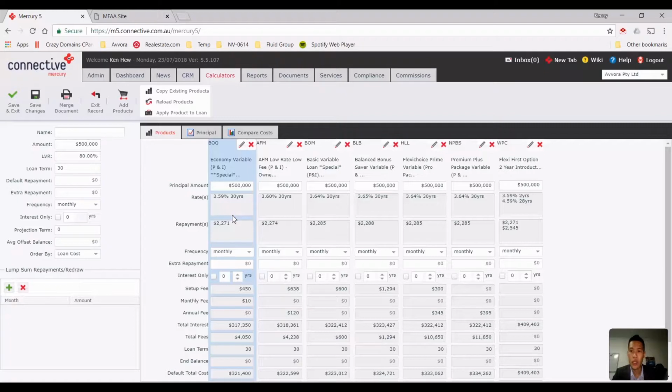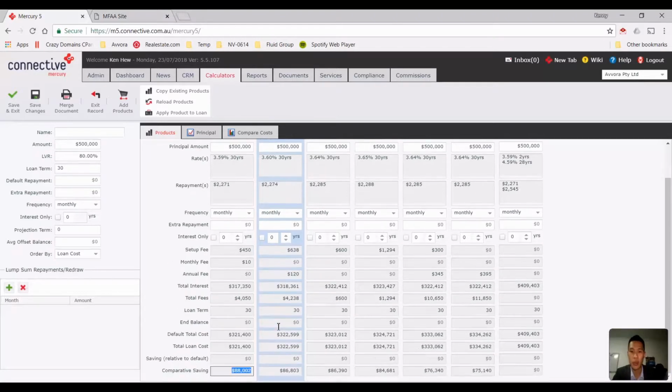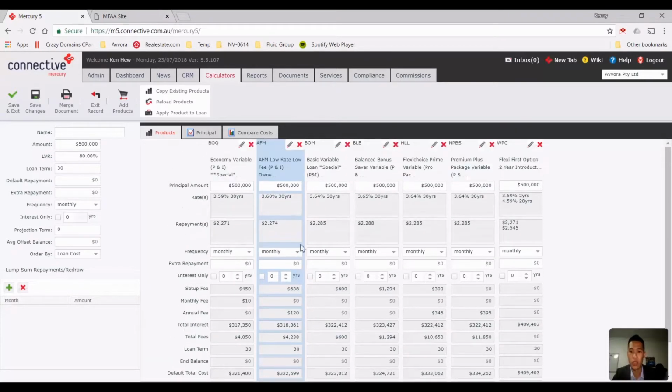So one thing that I wanted to focus on or show is how the interest rate may not be the whole story. It's a large component of the cost of a loan, interest costs, but there are also items such as your setup fees, monthly or annual fees, which can add up to make a credit product more expensive.